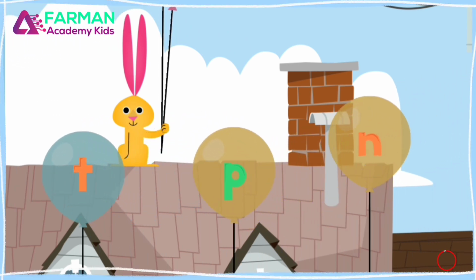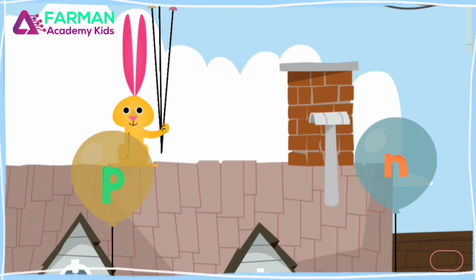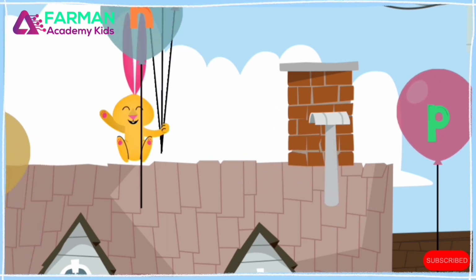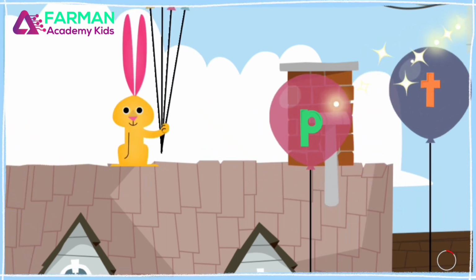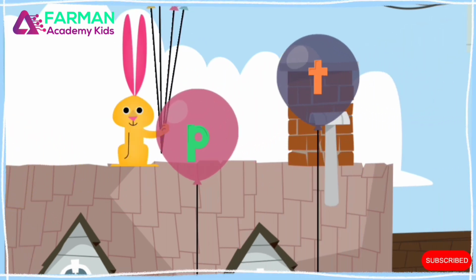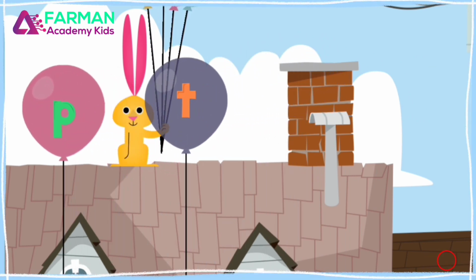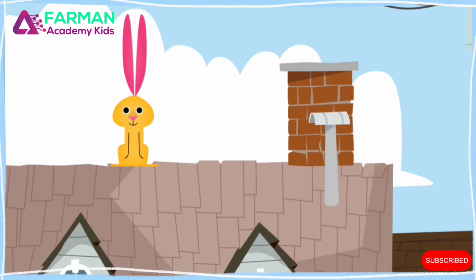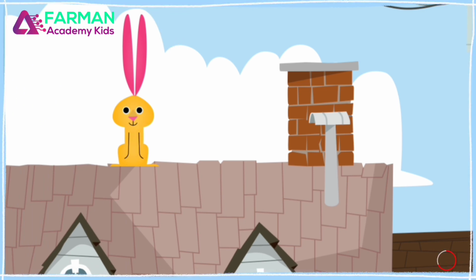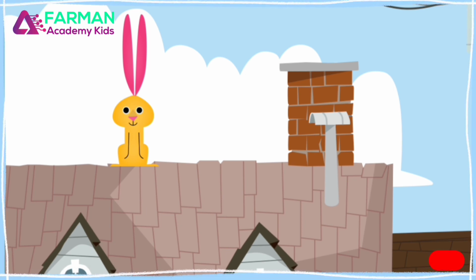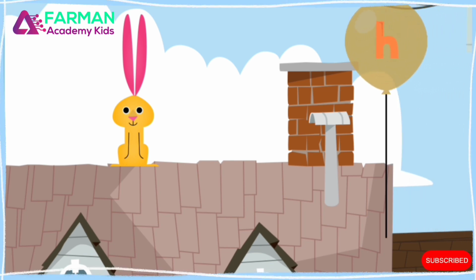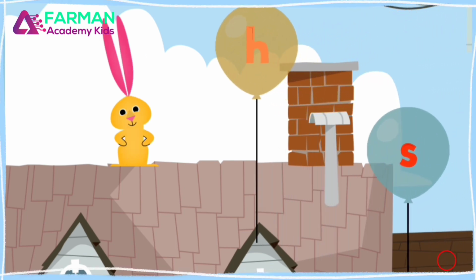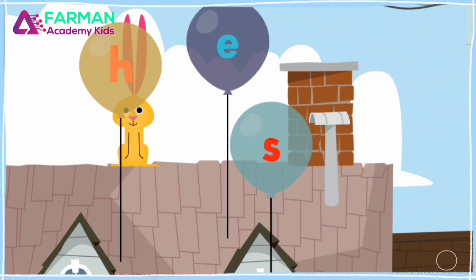Put the ice cream with the letter N on the cone. Keep up the good work. Put the hat with the letter L on the penguin. Nice. Put the apple with the letter N on the tree. Nice work.